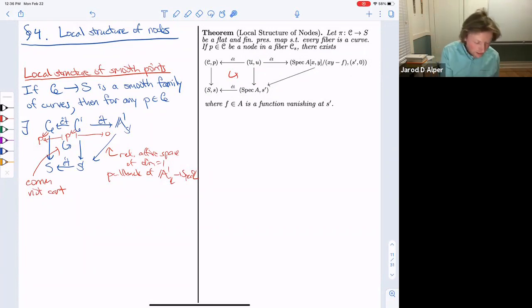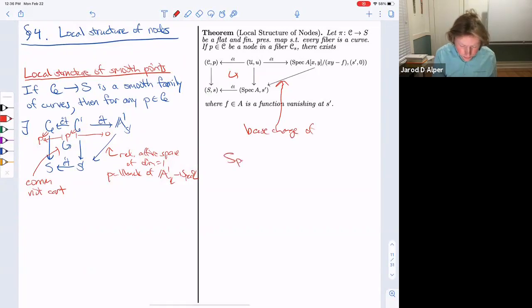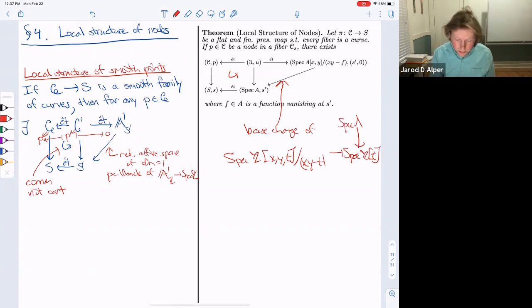And note that this morphism is the base change of this universal family of nodes along a morphism. So there are morphisms from Spec A to this, where T pulls back to a function F in A, and this is defined. F in A is a function not vanishing at S prime. At least, is the statement clear?